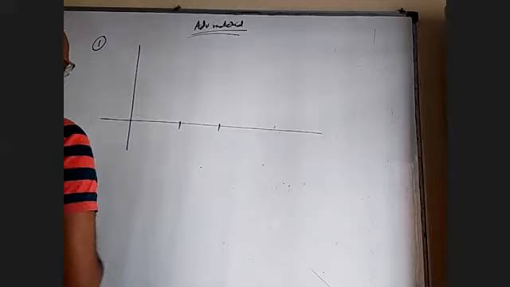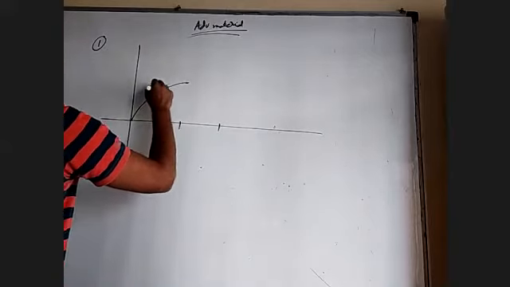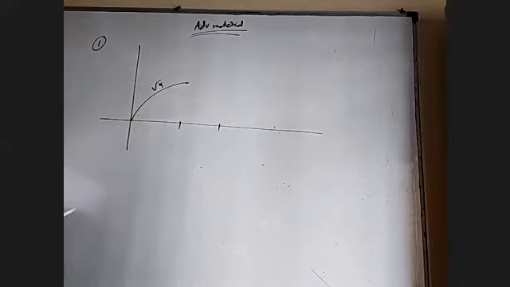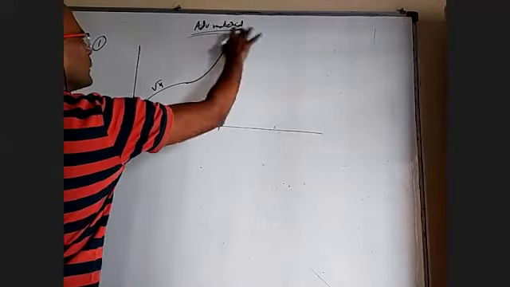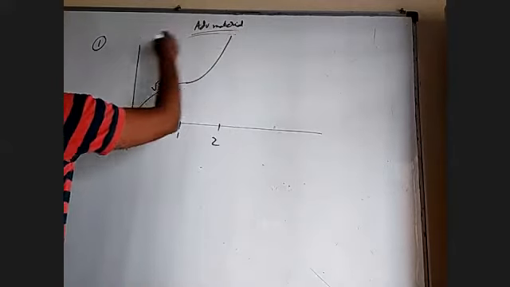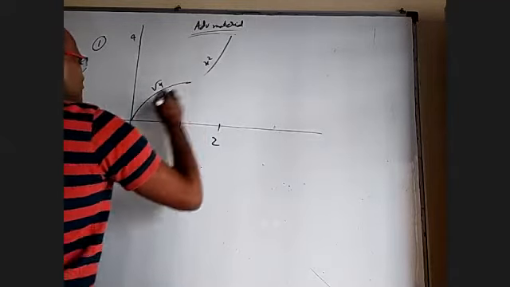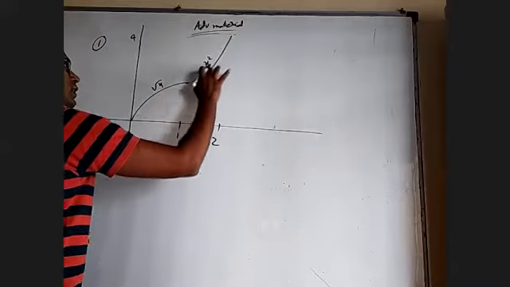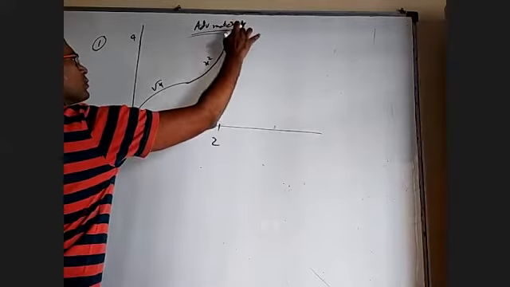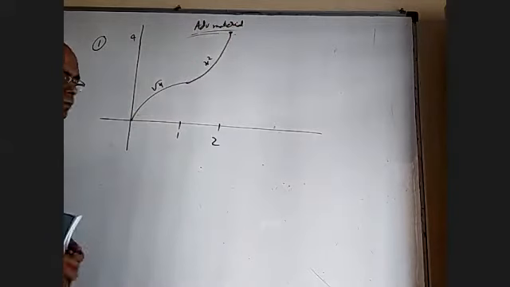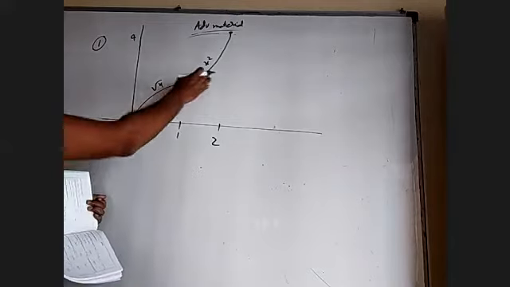0, 1, 2. Between 0 to 1, root x. Root x is like this. This is a graph of root x. Between 1 to 2, x square, it will be like this, where this is 1, this is 2, and this is 4. This is x square graph. Actually, x square will go like this, and that is a part of that. Like this. That is first graph, second graph. This only between 0 to 1. This only between 1 to 2.